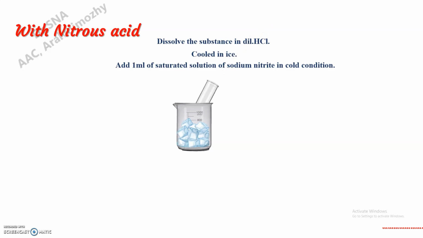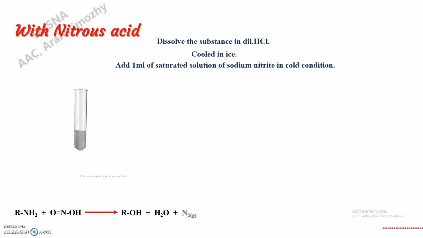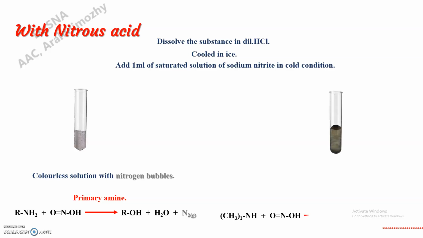So here, two options. If we are getting a colorless solution with bubbles in it, that indicates the presence of primary amine. So the bubbles here are due to the emergence of nitrogen gas. And next one, if instead of this colorless solution we are getting a yellow sweet smelling oil, then that indicates the presence of secondary amines, because here nitrosamines are formed.